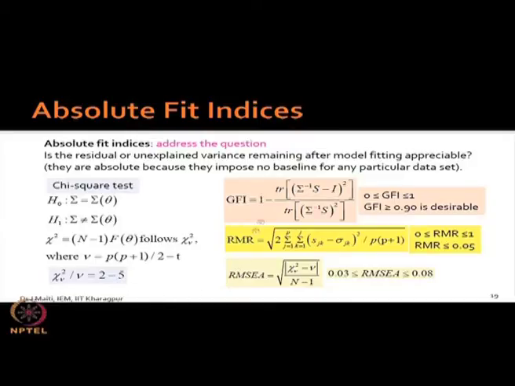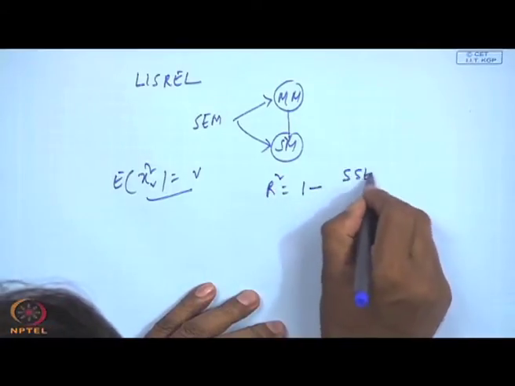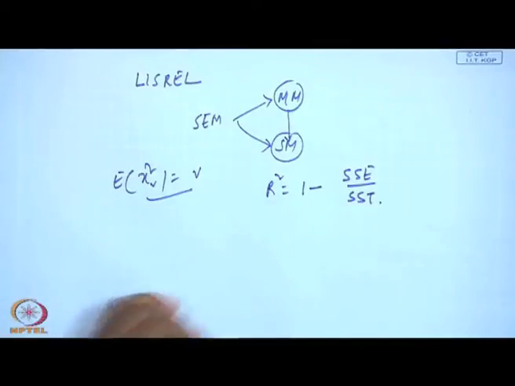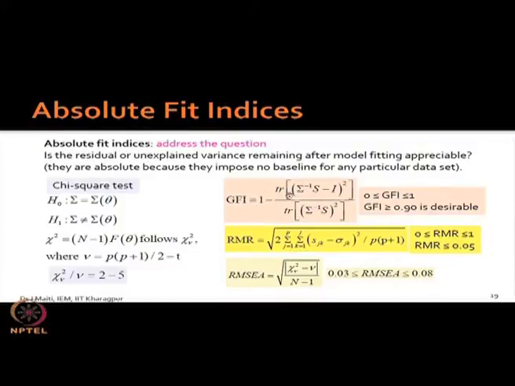Okay. Now, if you use GFI, that is goodness of fit index, which is similar to R square in multiple regression, you can recollect that R square equals 1 minus SSE by SST. Now, you see this formulation here, the way we have written here, that 1 minus trace of this by this. So, this is the total variability, and this one is the error term. It is similar to R square, and this GFI value varies from 0 to 1, and it is desirable that GFI is greater than 0.90.